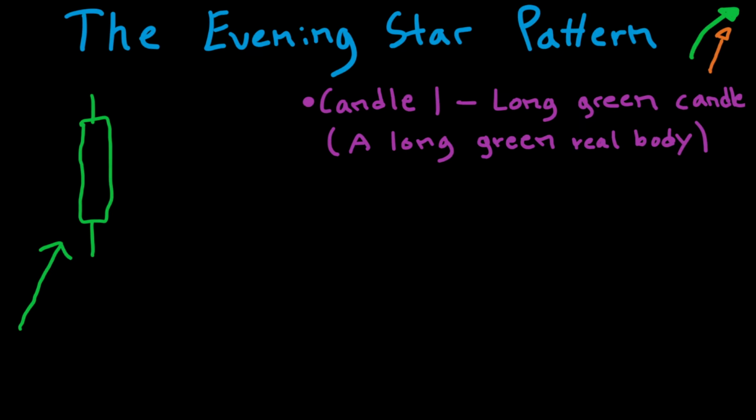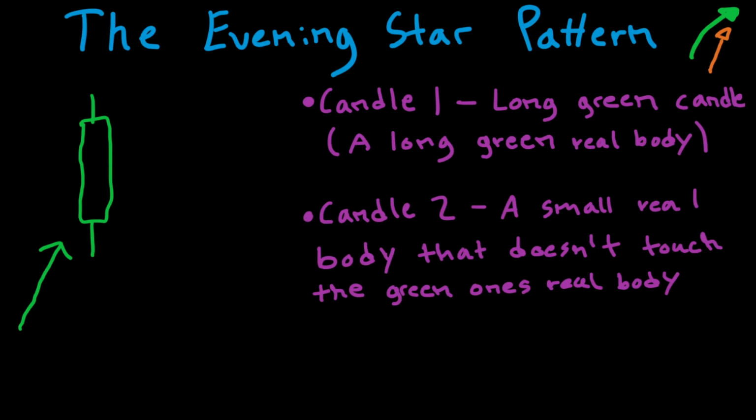That's the main thing. Candle 2 here. Candle 2 has a small real body. So this big part of the candle has to be small, maybe look something like this. And the small real body doesn't touch the green one's real body. So we need some space in between the green and red candle here. So it might look, let me delete that, it might look something like this. So as you can see, we have some space here in between.